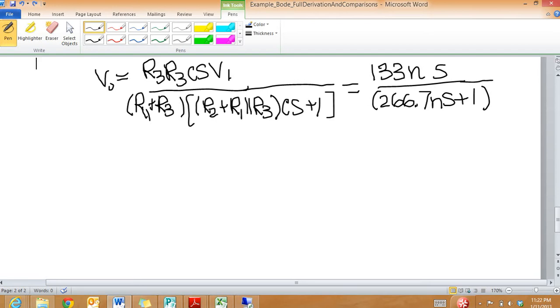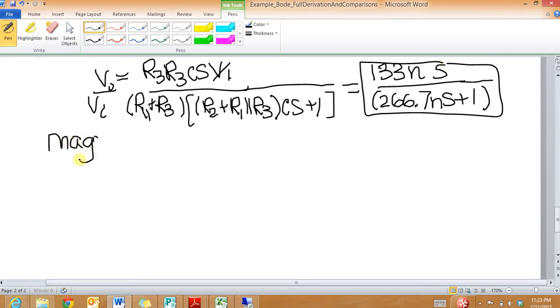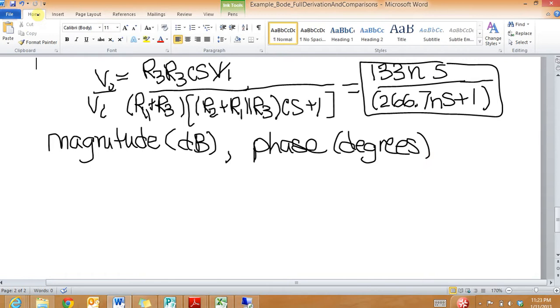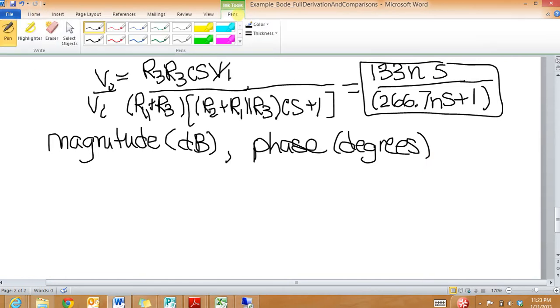Derived, which is the output over the input, which is this equation, the Bode plots can be created. So there's two plots for the Bode plot. You have the magnitude, and the magnitude is in what is called dB. And you also have the phase plot, which will be in degrees. So we're going to first look at the magnitude plot. So the magnitude means that we're just going to physically take the magnitude of the transfer function VO over VI.